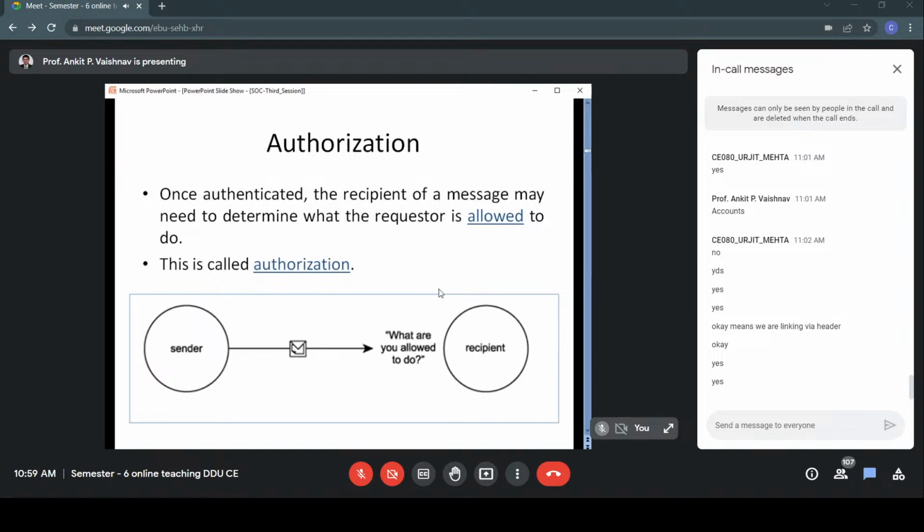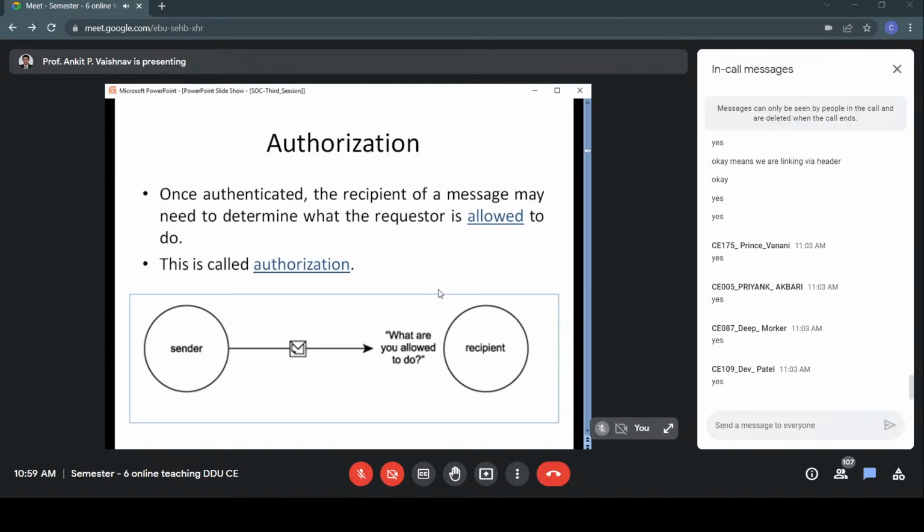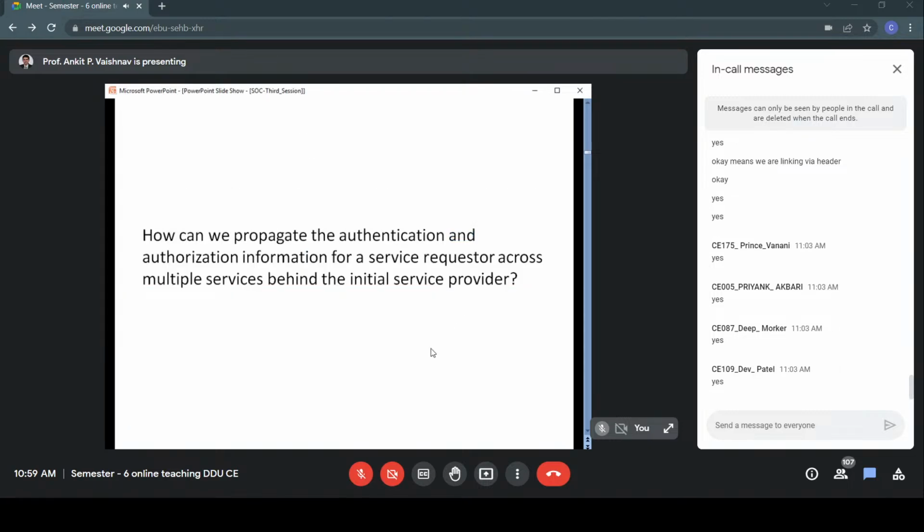Identification, authentication, authorization, all of you are clear up to this, right? We'll see the process, how this actually works, okay? Now, look at this question. How can we propagate the authentication and authorization information for a service requester across multiple services behind the initial service provider, right?